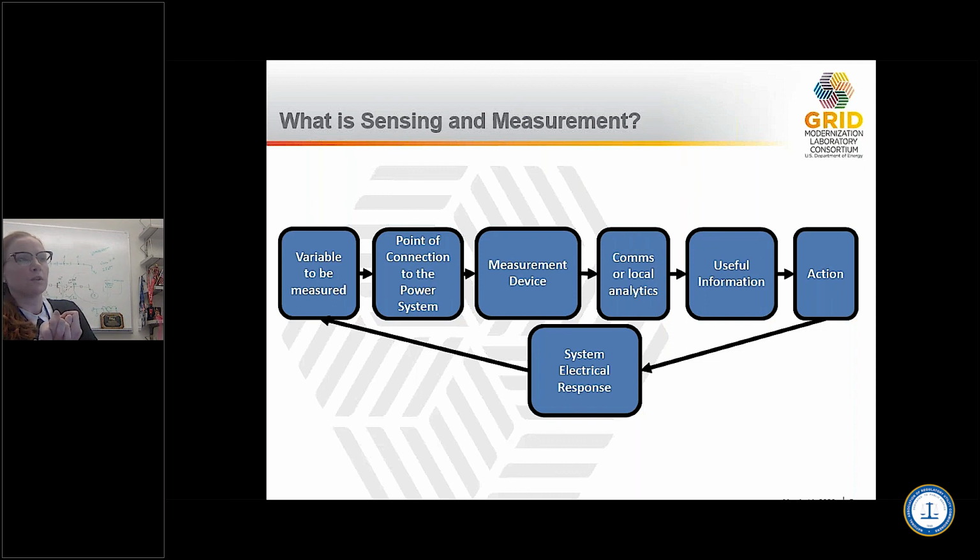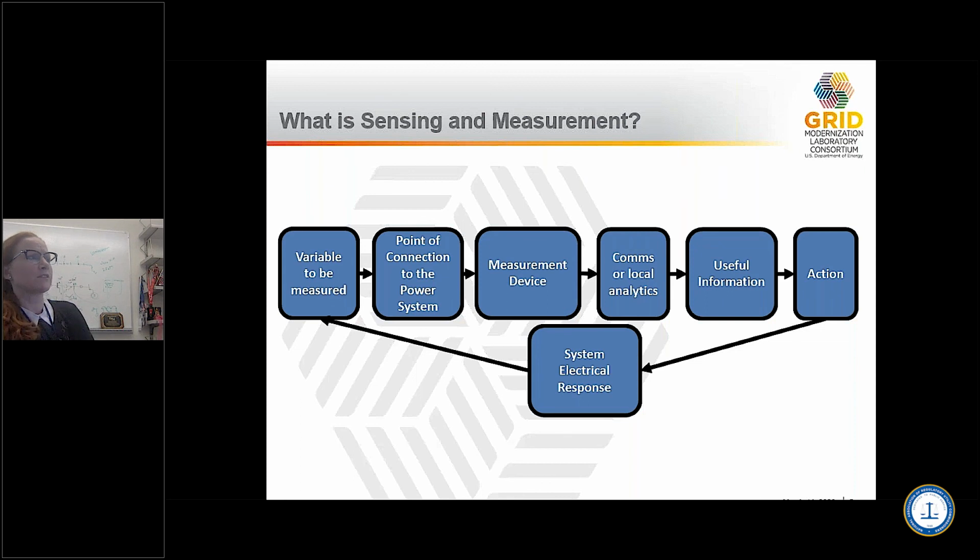In some cases, we communicate the raw data up. In other cases, we keep it local and look at what's going on locally. Then that translates into something useful that somebody in the planning or operations department can do. And then there's an action that they can take from that information.